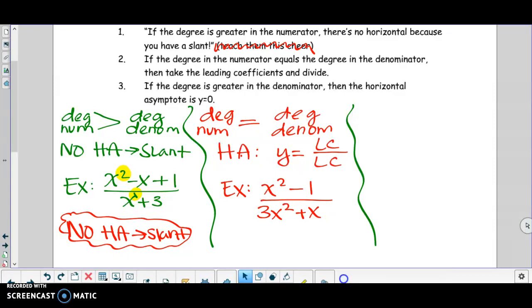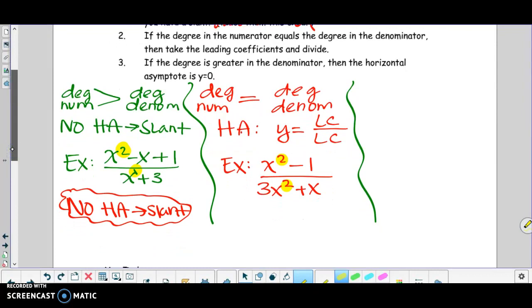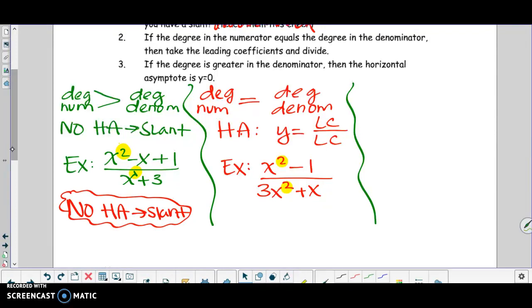So if I have my degree in the top is what? 2. The degree in the bottom is 2, equal to 2, right? So I'm setting the leading coefficient over the leading coefficient. The leading coefficient is the number at the very front, right? He's the leader. What's the number? I don't see a number here. Is it going to be 0? It's going to be 1, right? What's the leading coefficient of the other one? 3. So the horizontal asymptote is at y equals 1/3. Okay. Leading coefficient over leading coefficient.